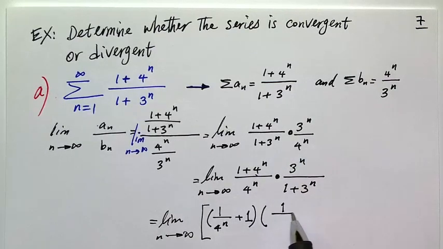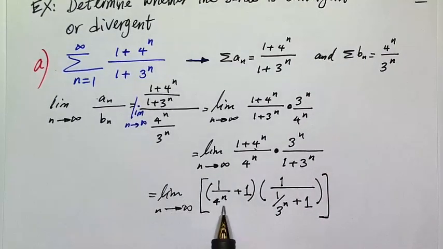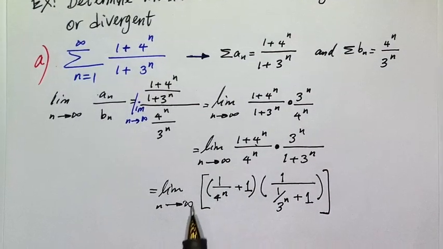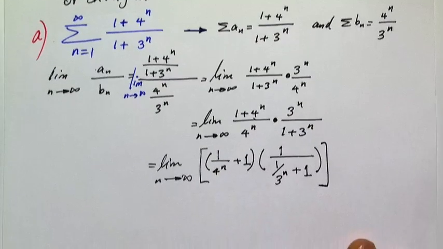We get 1 in the numerator. We get 1 divided by 3 to the n in here, plus, of course, 1. 3 to the n divided by 3 to the n would be 1. Okay. Now we can apply this limit very easily. So if n goes to infinity, this term becomes 0.